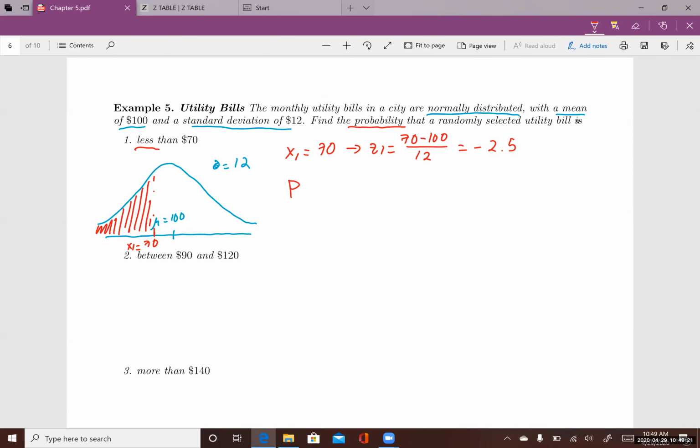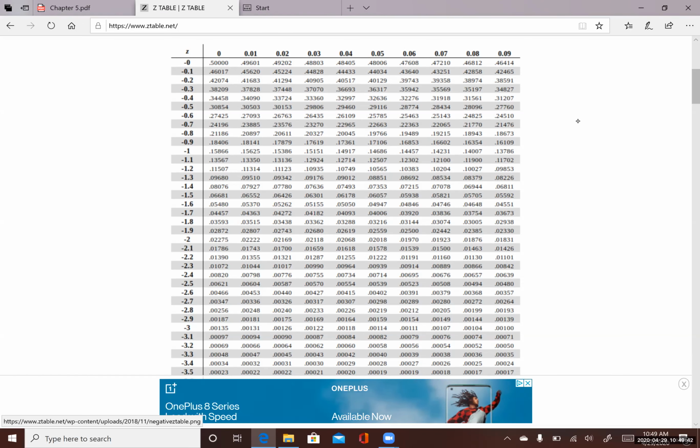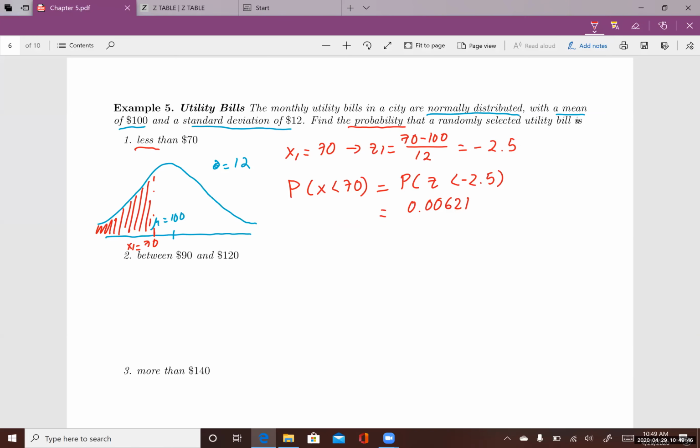So the probability of x less than 70 is equal to the probability of z less than negative 2.5. And we found that is 0.00621. Is that right? Yes. Okay.